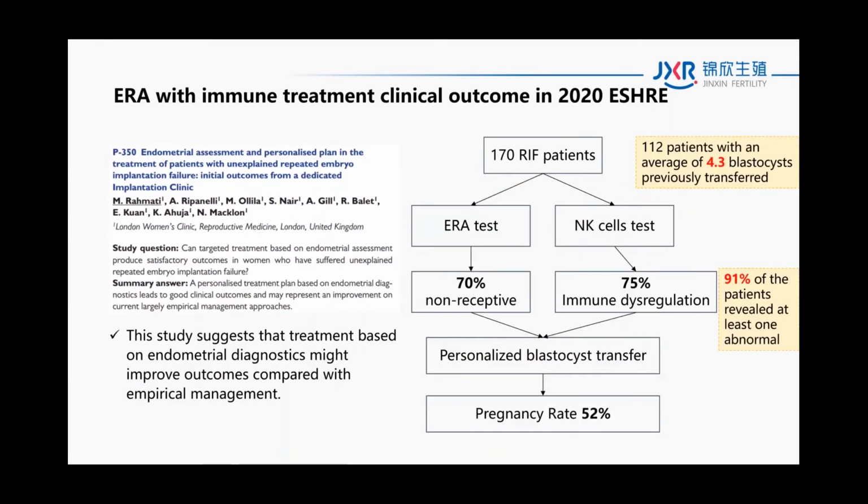There was a poster about the clinical outcome analysis of ERA combined with immunotreatment. The results suggested that treatment based on endometrial diagnostics might improve outcomes compared with empirical management. The study also found that 71% of RIF patients had at least one abnormality if ERA and endometrial immunocell tests were performed at the same time. The pregnancy rate of personalized embryo transfer after immunotreatment and adjusted transfer time was 52%. So we're also wondering if immunotreatment can improve the pregnancy rate of RIF patients in more studies.